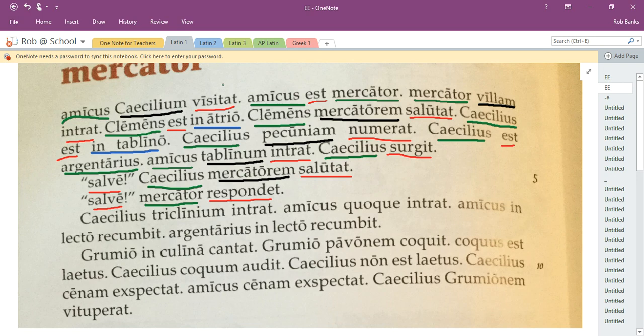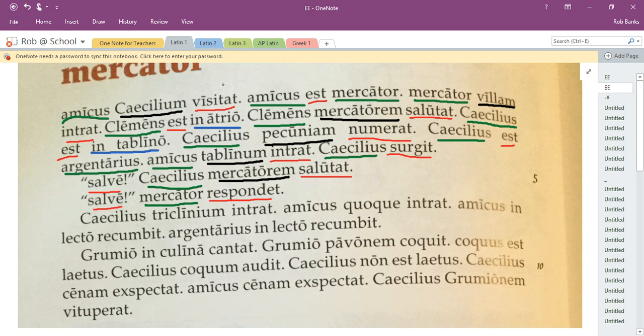Salve, Caecilius mercatorem salutat. So salve, hello. Caecilius mercatorem salutat. Who does the greeting? The nominative, right? US, second declension nominative. Who's being greeted? The accusative, right? EM, that's a third declension accusative. So Caecilius greets the merchant. Salve, mercator respondet. Hello, the merchant responds.